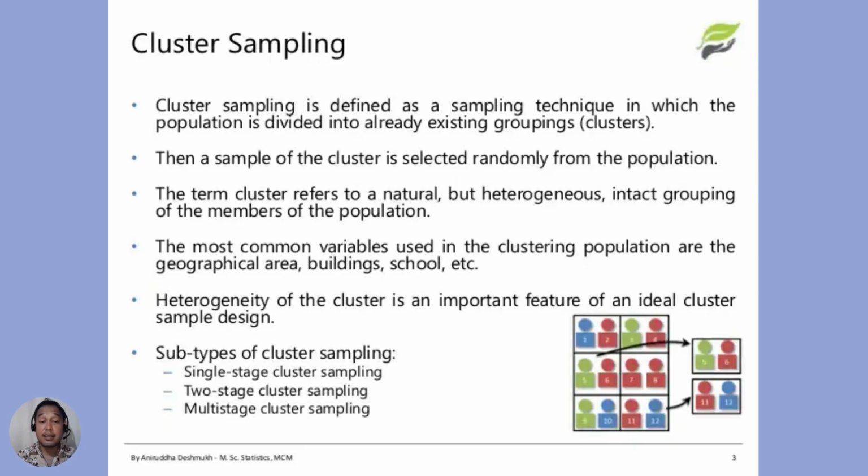Next is cluster sampling, and it's the last sampling procedure in probability sampling. So when you say cluster sampling, it's defined as a sampling technique in which the population is divided into already existing groups. Then a sample of the clusters is selected randomly from the population. The term cluster refers to a natural but heterogeneous intact grouping of the members of the population. So the most common variables used in clustering a population are geographical area, building, school, etc.